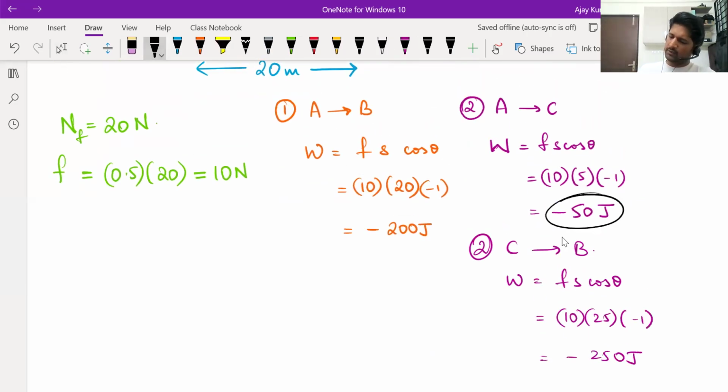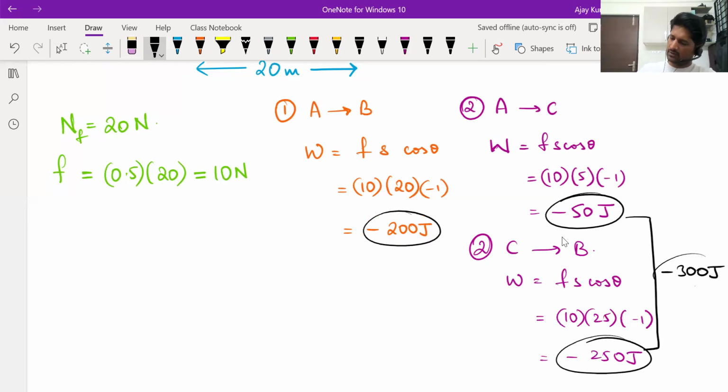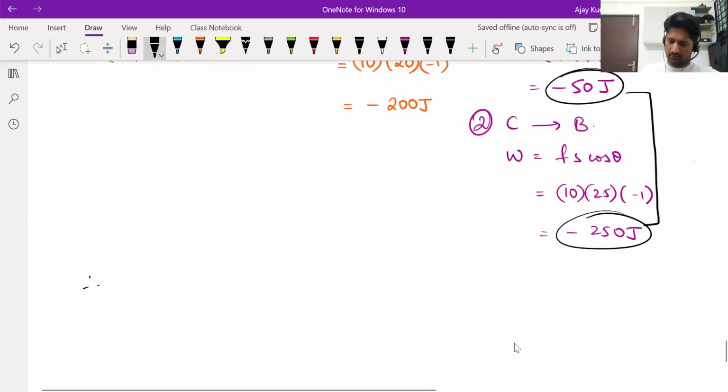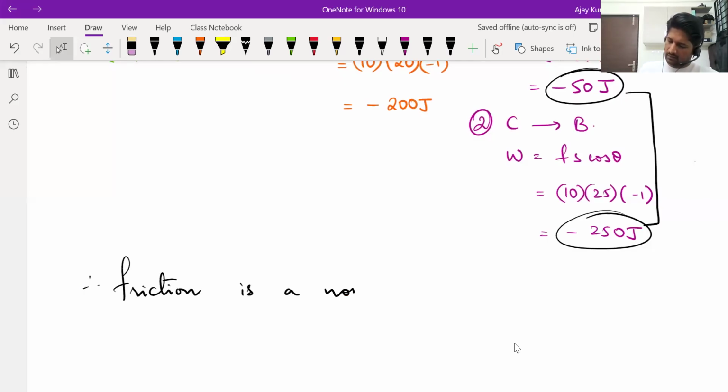Therefore, I think it is obvious now. A to C and then C to B, if you take, the total work done is minus 300 joules. Whereas if it is taken directly from A to B, the work done was only minus 200 joules. They are not same. They're not equal. And if the work done is different in different paths, despite the initial and final positions being the same, what do we call such a force? Conservative or non-conservative? Non-conservative. Therefore, friction in general is a non-conservative force.